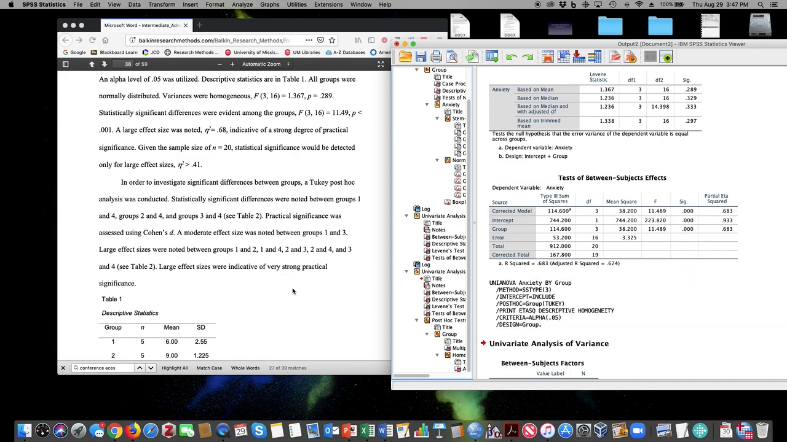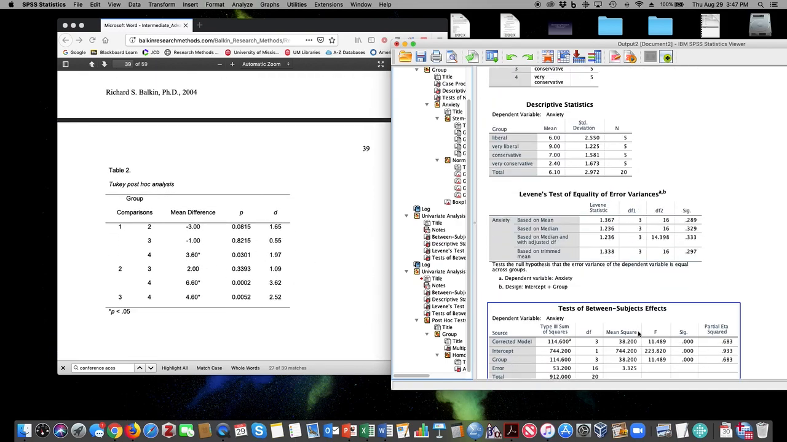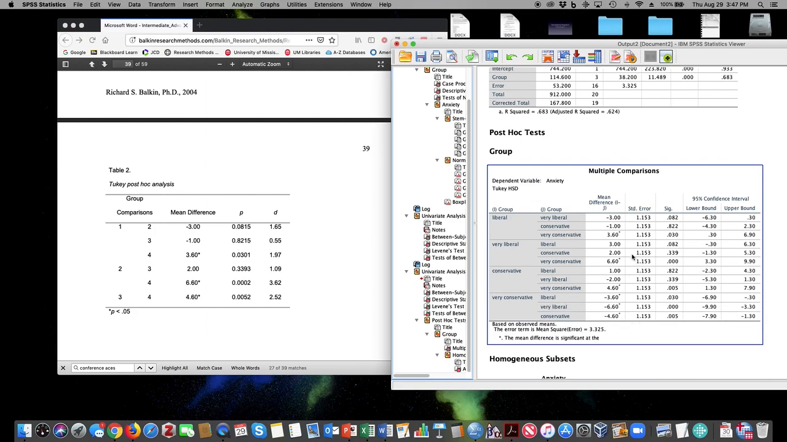And again, you can see where those statistically significant differences are. You can see the mean differences and where those values come from. All right, where the p-value was for each pairwise comparison. And I denote where the statistical significance was. And I compute an effect size for each pairwise comparison. So that concludes our tutorial for one-way ANOVA using SPSS.